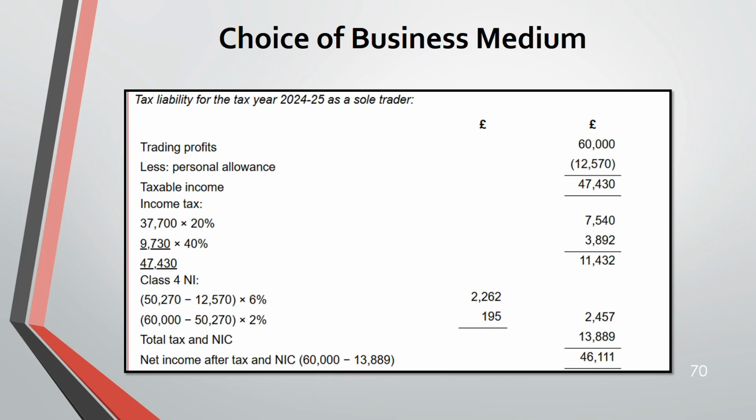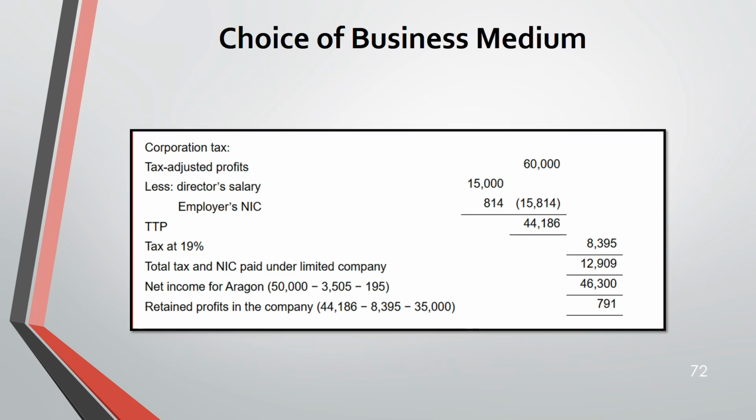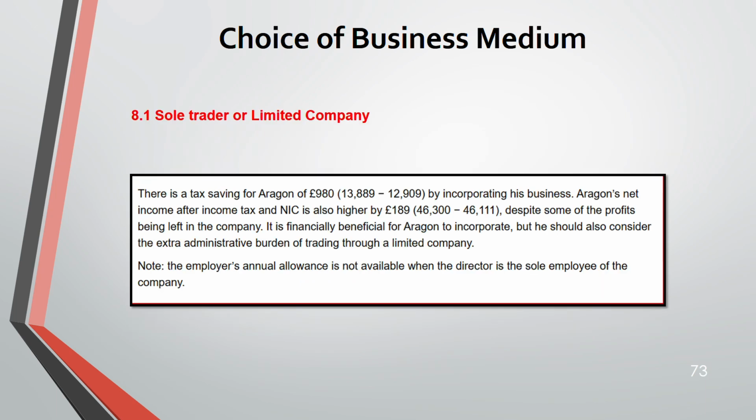So this is the answer for example 12, where we have got the total tax and also net income after tax and NIC: 46,111 if he's operating as a sole trader, and 46,300 if he's operating as a company. So the conclusion is it is better to operate as a company because the costs are less.